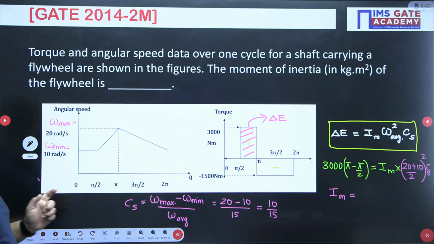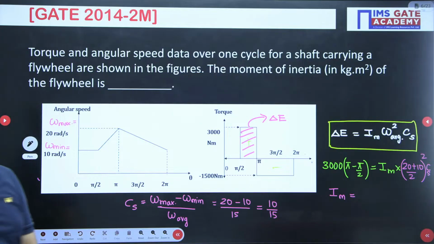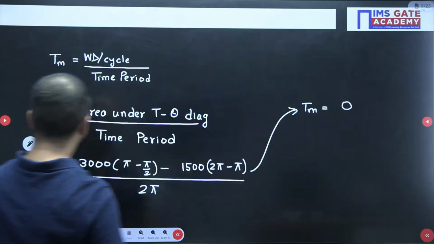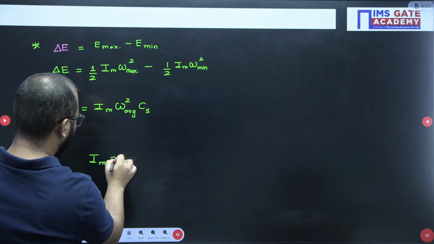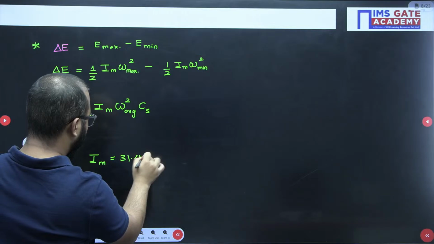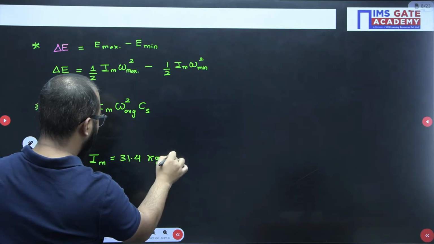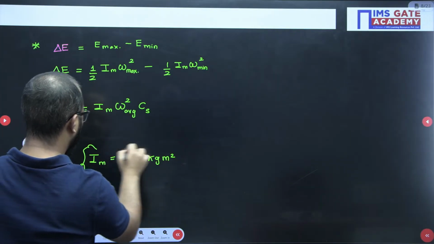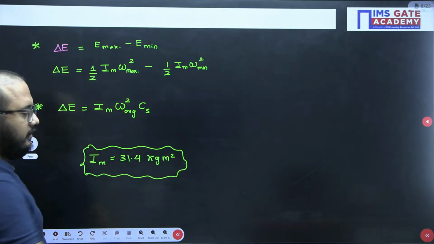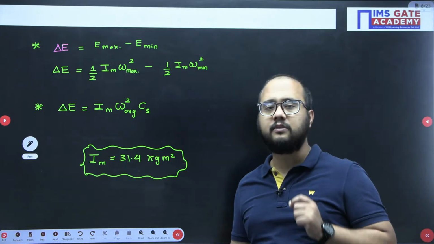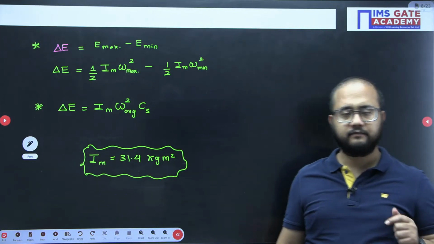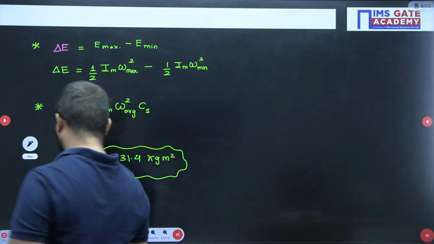Now finally the answer I will mention here is approximately 31.4. So the answer that we are getting here is 31.4 kg meter square. That is the answer we are having. Okay, is it clear? So you can check the answer. Please go through the calculation part and check it. You can cross check the data also.